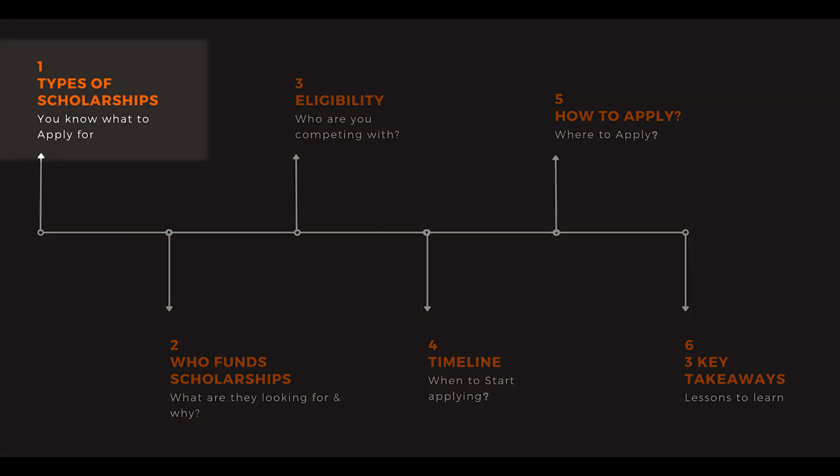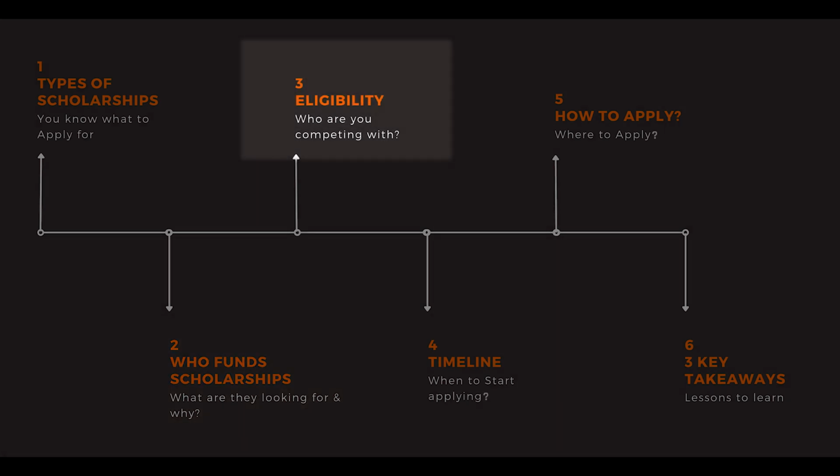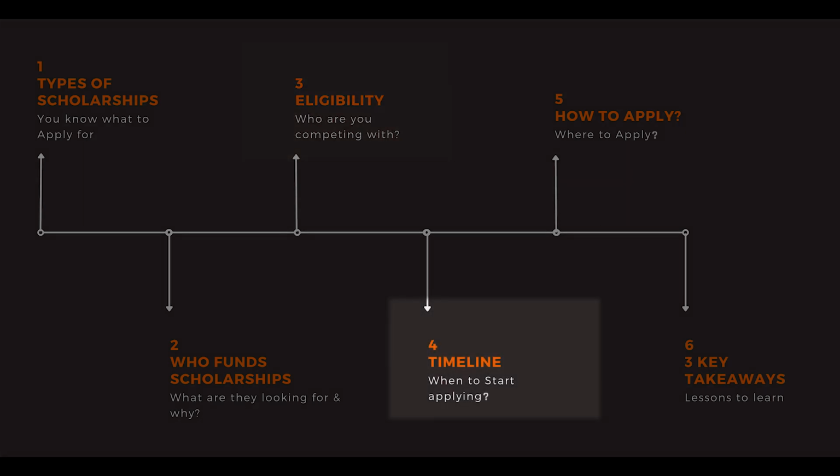Number 1, what are the types of scholarships, so that you know where to apply. Number 2 is the source of scholarship, so that you know the other perspective: who is funding you, why they are funding you, and what they are looking for. Number 3 is the eligibility, so that you know where you stand in the crowd. Number 4 is the timeline, so that you know when to start applying for them.